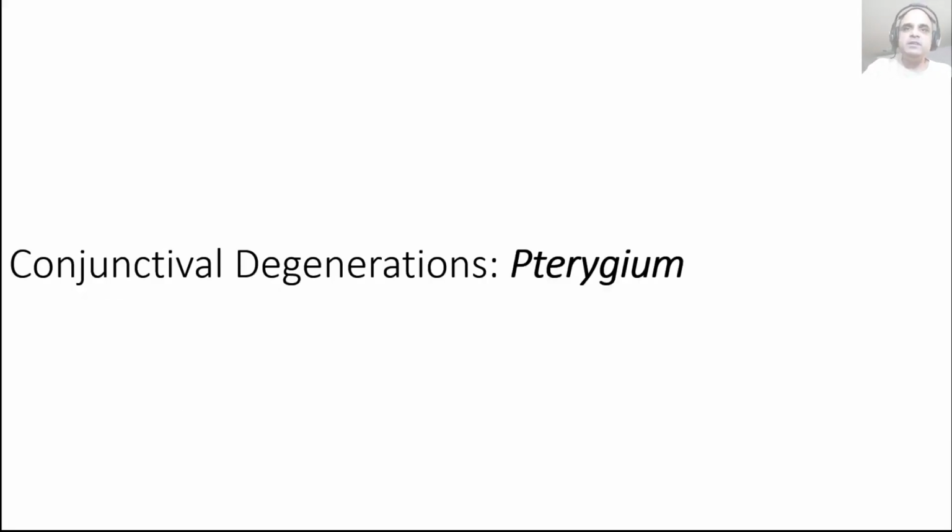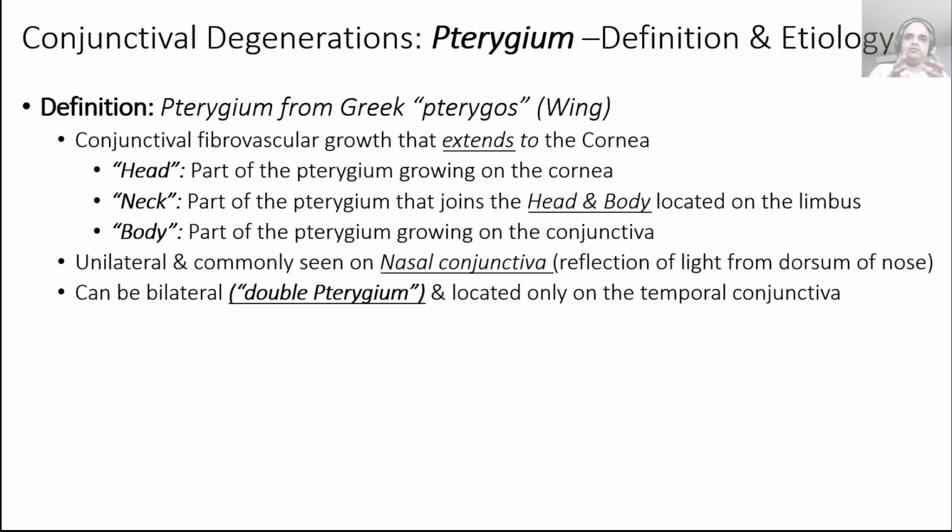The second conjunctival degeneration that we discuss is pterygium, and pterygium is from the Greek pterygos, wing-like, triangular, and it is called a pterygium because the lesion has a triangular appearance. And a pterygium is defined as a conjunctival fibrovascular growth that extends to the cornea.